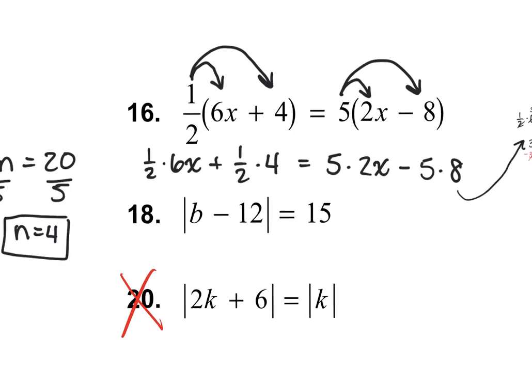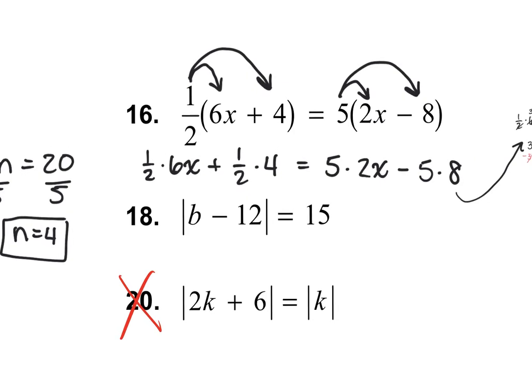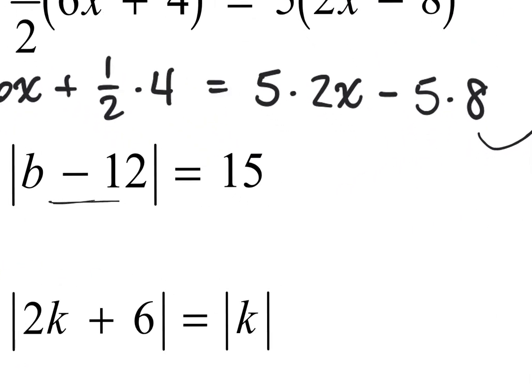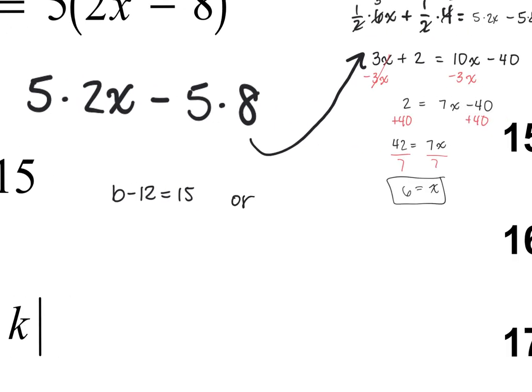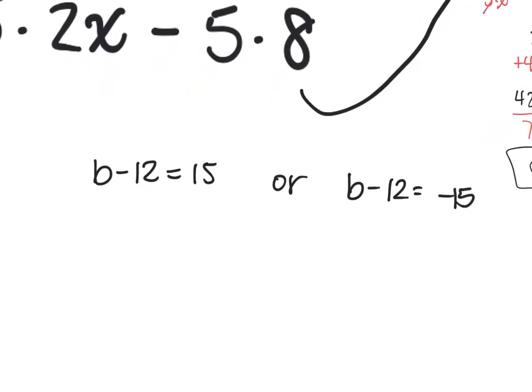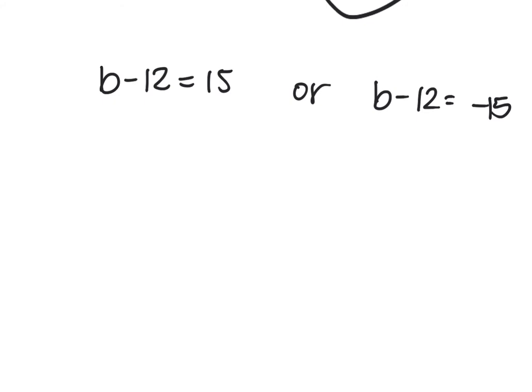18, here we go. Okay, so absolute value. Remember, first thing we do for absolute value is make sure your absolute value is on one side of the equation, but also by itself. So for number 18, we're making sure that our absolute value is on the left. It's completely isolated. So what we do at this point is we write the inside portion, b minus 12, and we write it equal to 15. Or our solution could be b minus 12 equals negative 15, okay? We're going to get two solutions because that's how absolute value works, okay?